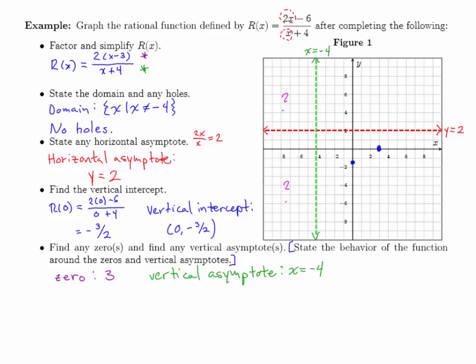If we want to look at this from more of a numerical perspective, it would be easier to just pick a value of x. So let's find out, I'll get rid of these question marks, and let's look at finding out the function value at -6. So we'll find r of -6, and we'll plug that in. So 2 times -6 minus 6 all over -6 plus 4, and that will equal -18 over -2, which means that it's 9. So that means that the point -6, 9 is on this graph. So I'll plot that in.